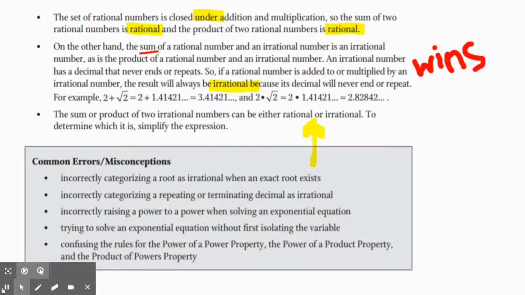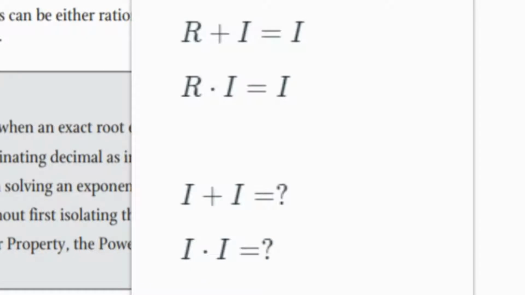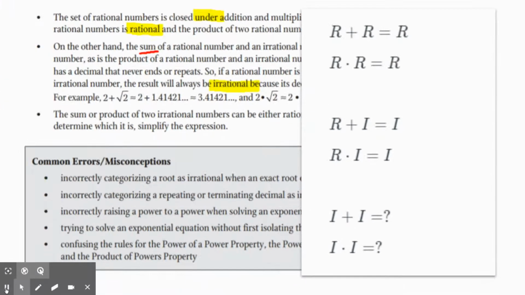Here are some properties for irrational and rational numbers. Here's kind of a cheat sheet. If you have rational plus rational, you get rational. Rational times irrational, you get irrational. However, the irrational wins. So I have r plus I equals I. There's no rational number that you can add to an irrational number to make it rational. It will stay irrational. However, when you add two irrational numbers or multiply two irrational numbers, you don't know if it's going to be rational or irrational in the end.